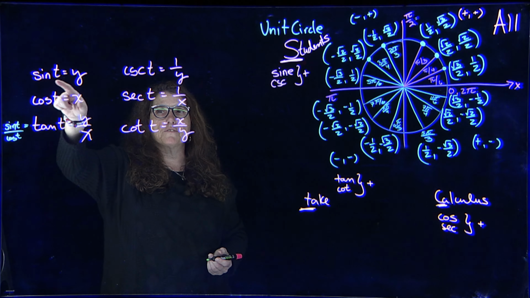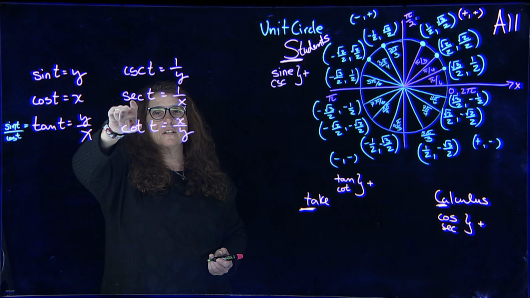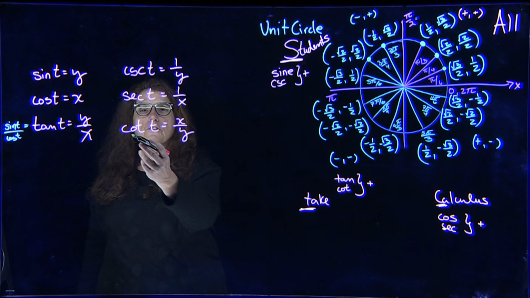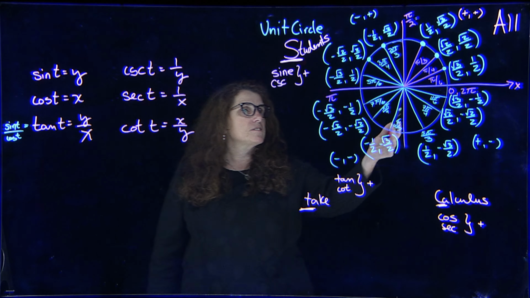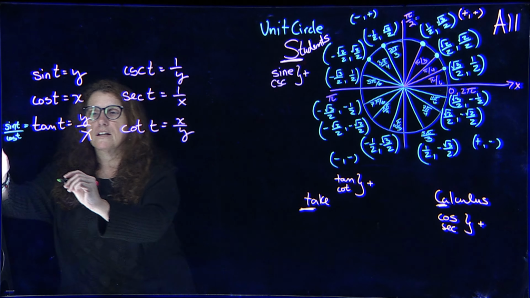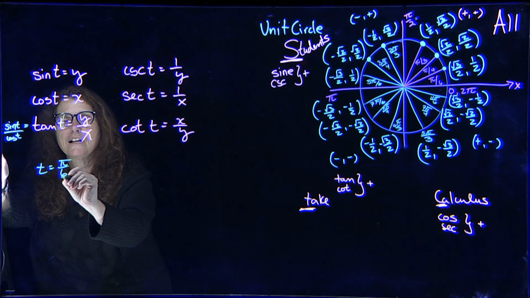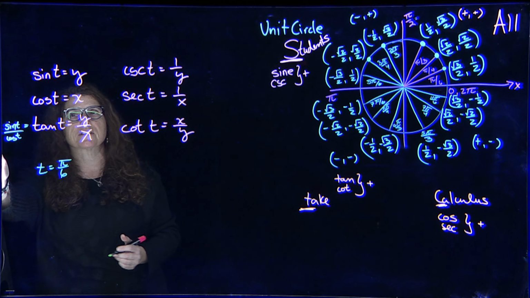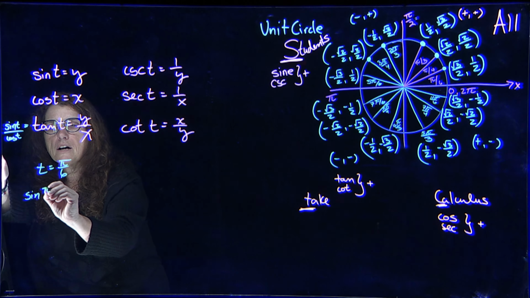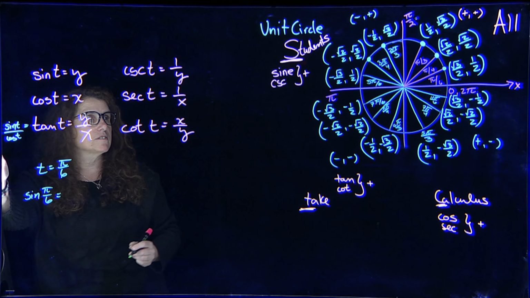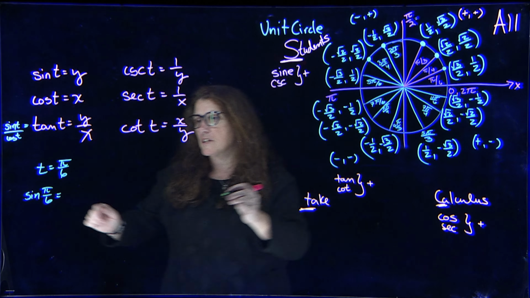Now these are the reciprocal trig functions. The reciprocal of the sine is called cosecant, which is 1 over y. The secant is 1 over x, and the cotangent is x over y. So let's take a look. So let's say the angle t is pi over 6. Let's find all 6 trig functions. So the sine of pi over 6 in this case is the y value, and the y value here is 1/2.